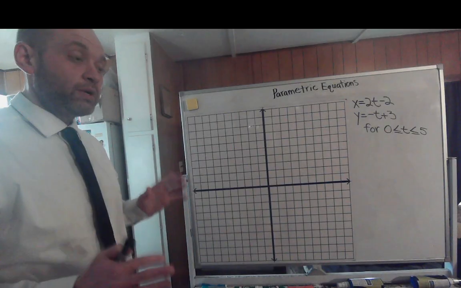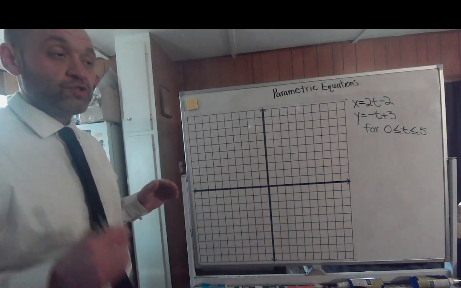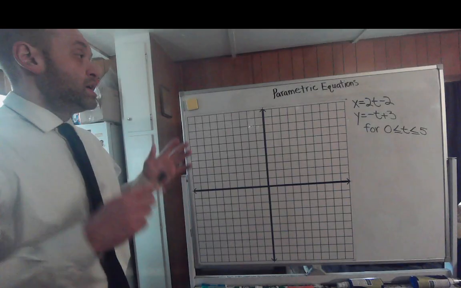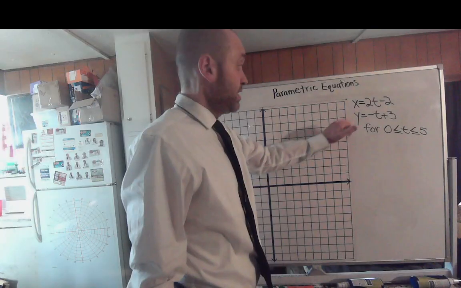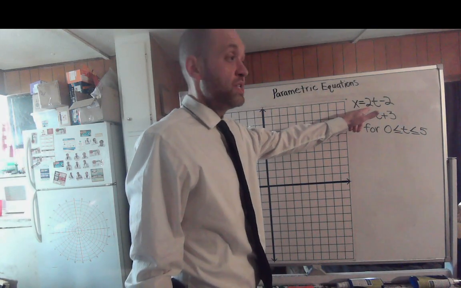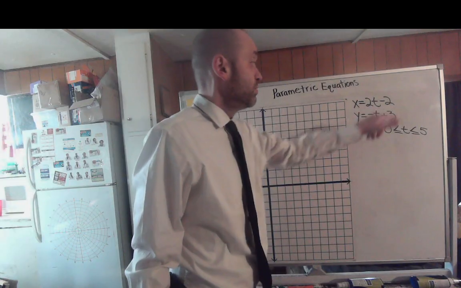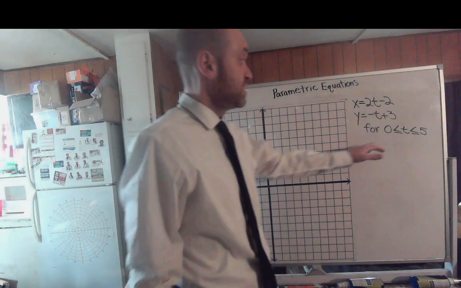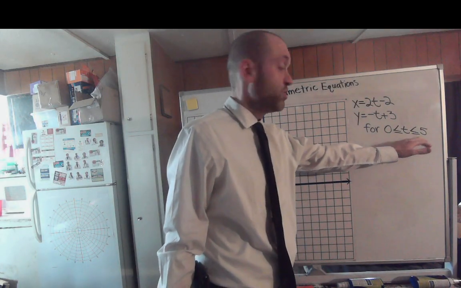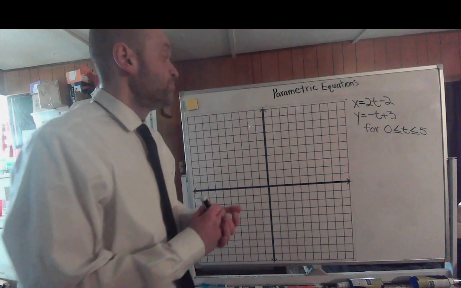So today we are going to talk about parametric equations. So here you see an example of parametric equations. You have x equals 2t minus 2 and y equals negative 2t plus 3, for 0 is less than or equal to t, which is less than or equal to 5.